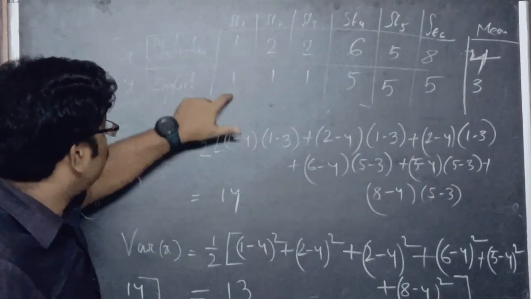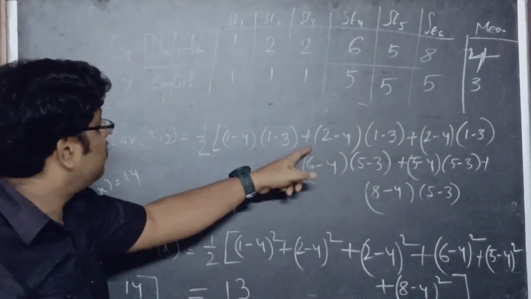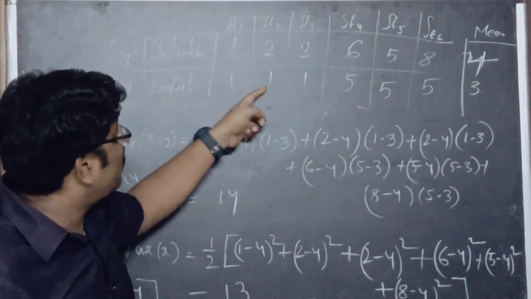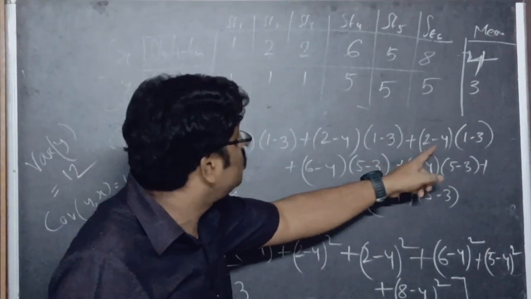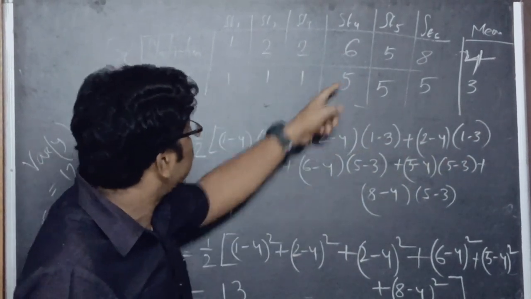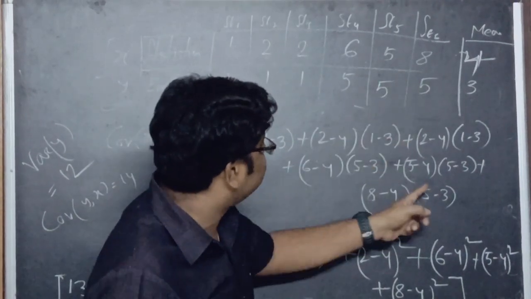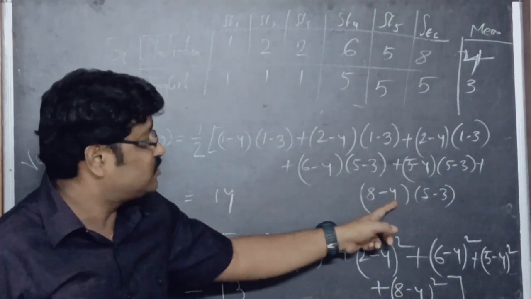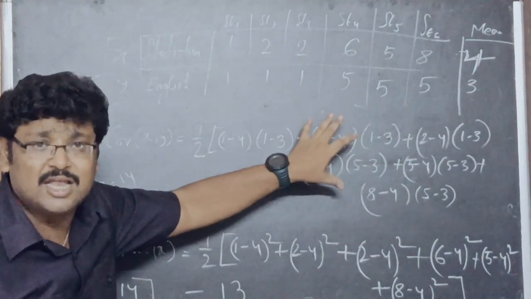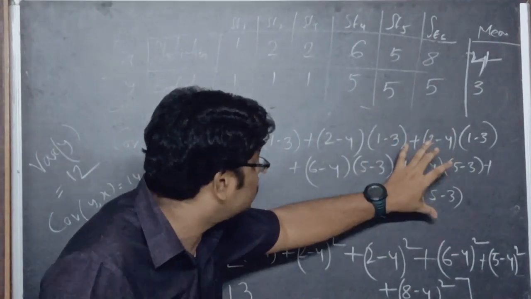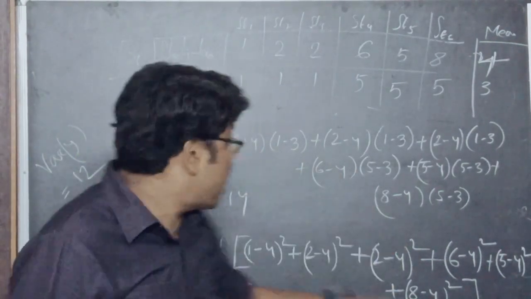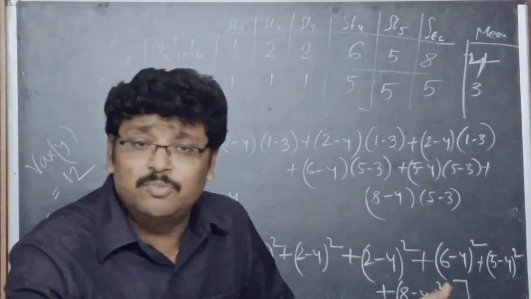So 1 minus 4 multiplied with 1 minus 3, plus 2 minus 4 multiplied with 1 minus 3, and 6 minus 4 with 5 minus 3, plus 5 minus 4 with 5 minus 3, plus 8 minus 4 with 5 minus 3. By solving this, very simple, class 10 standard, you can get the result 40. To keep the lecture short, I have skipped the detailed solving of this part.